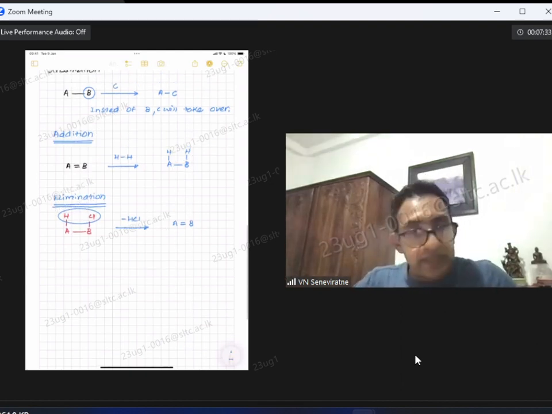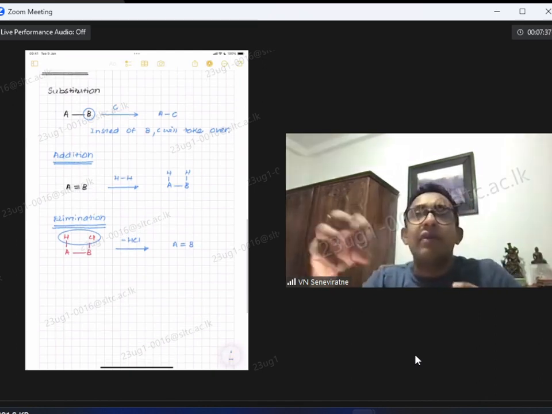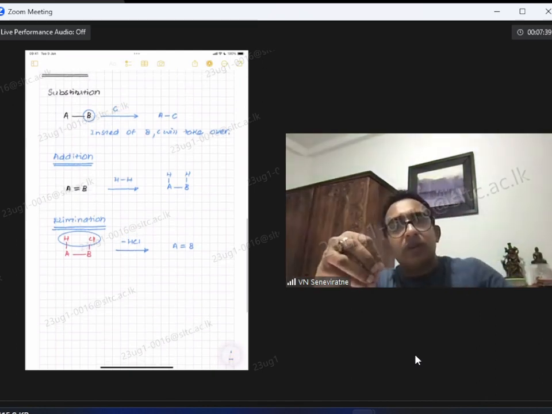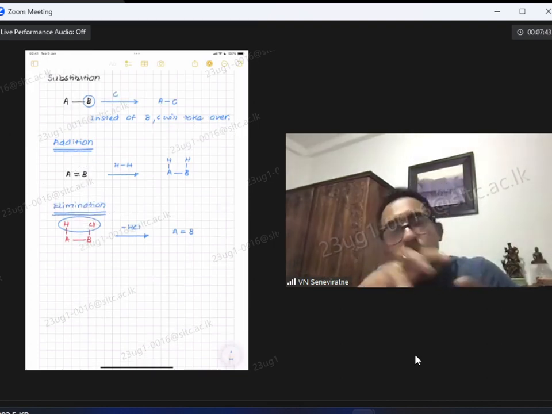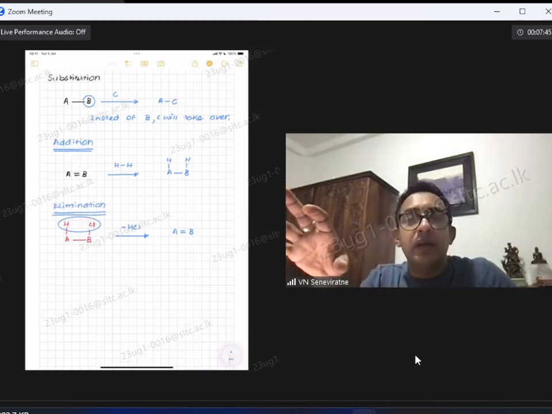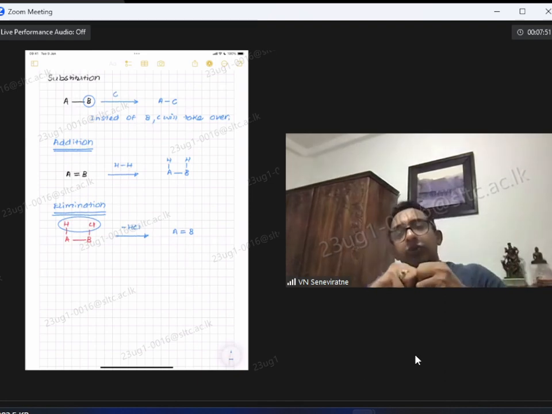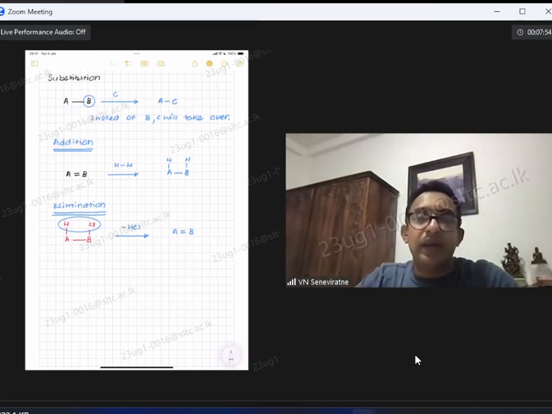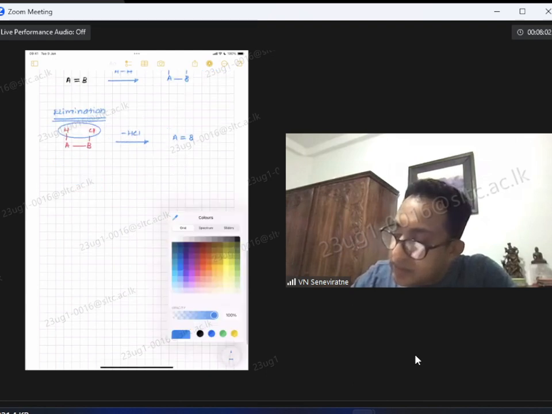So now three things: substitution, addition, and elimination. Substitution means you have one group, and instead of that group, you introduce a new group. Addition means all the old atoms are there, but you introduce new atoms also. Elimination means one molecule is going to completely leave, and then you get a brand new molecule. That is called elimination. And the fourth type of reaction is called rearrangement.